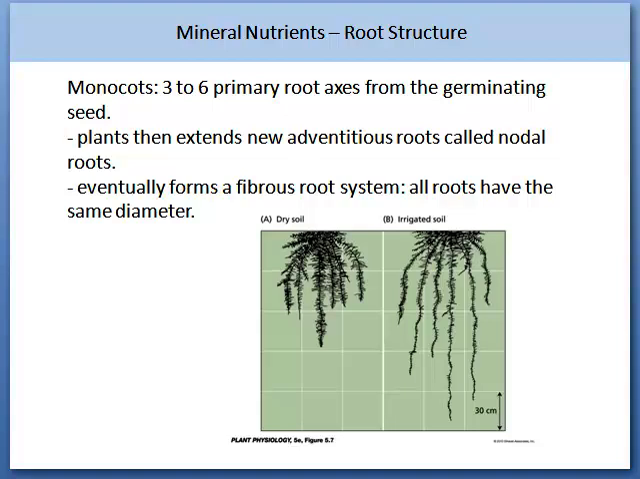In the illustration in figure 5.7, you can see roots that have developed in dry soil and roots that have developed in irrigated soil. Irrigation management is very important in understanding how you can alter root growth patterns and therefore nutrient uptake.